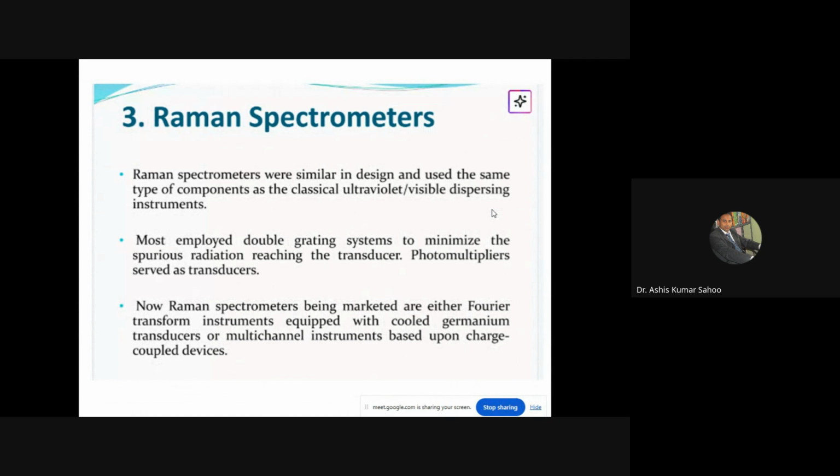Raman spectrometers were similar in design and used the same type of components as the classical ultraviolet-visible dispersing instrument. Most employed a double grating system to minimize the spurious radiation reaching the transducer, with photomultipliers as the transducer. Now, Raman spectrometers being marketed are either Fourier transform instruments equipped with a cooled germanium transducer, or multichannel instruments based upon the charge coupled device.